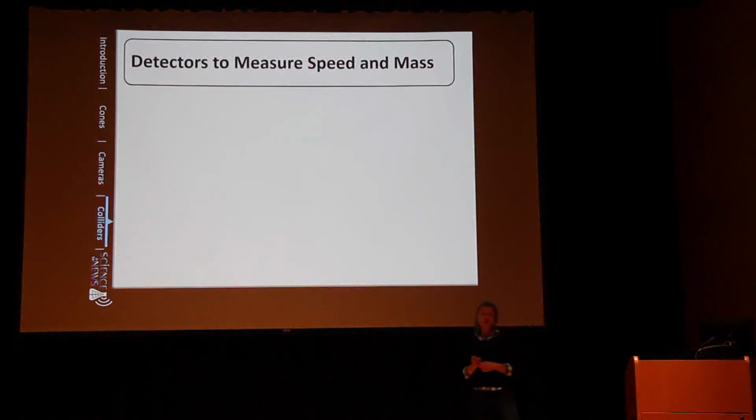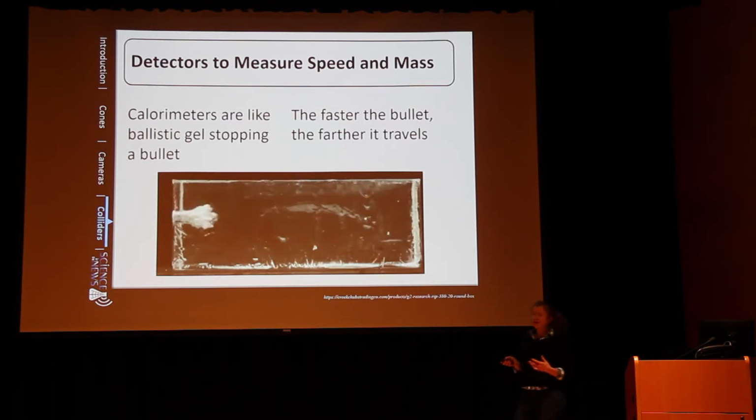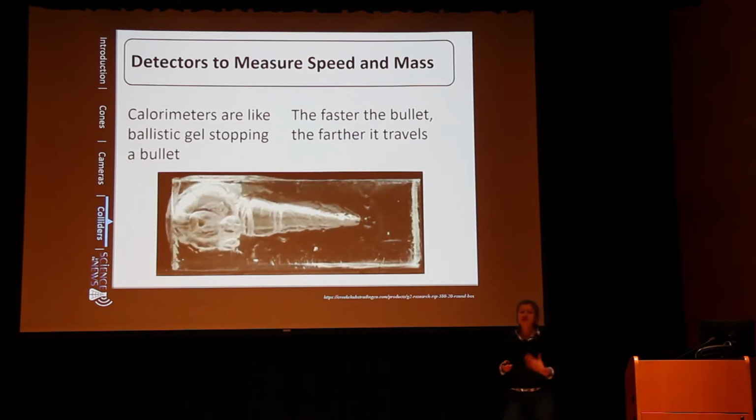The other main goals of the detectors, besides just determining the position, is determining the speed and the mass of the particles. This is done by detectors called calorimeters. The main idea behind calorimeters is the resistance of a particle to move through a material. So to see what we mean, I have a video of a bullet zooming through ballistics gel.